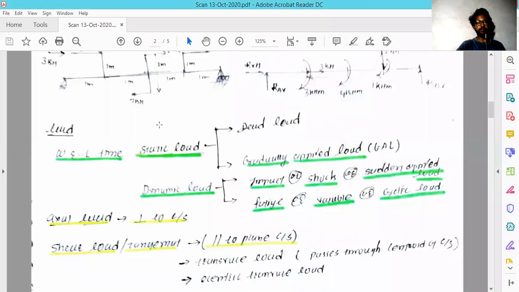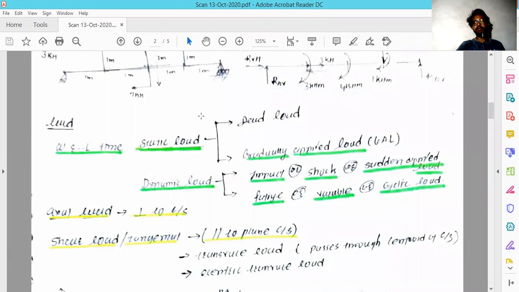Now we move to the load, and the basic types of load. We have seen the uniform point load, uniformly varying load, uniform load, and also quite different kinds of load. It is a load varying with respect to time, and if the load is varying with respect to time, it's called a dynamic load. And if the load on that beam is not going to vary with respect to time, it's called a static load.